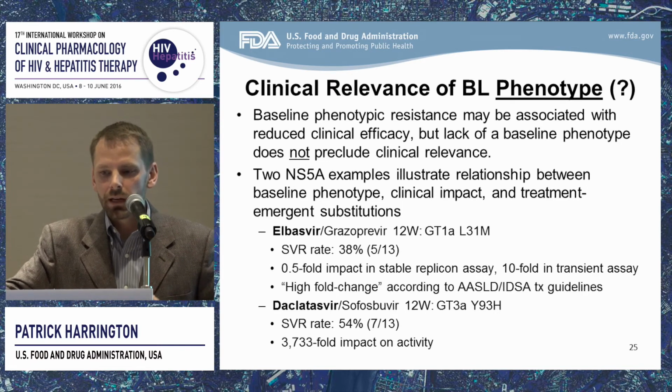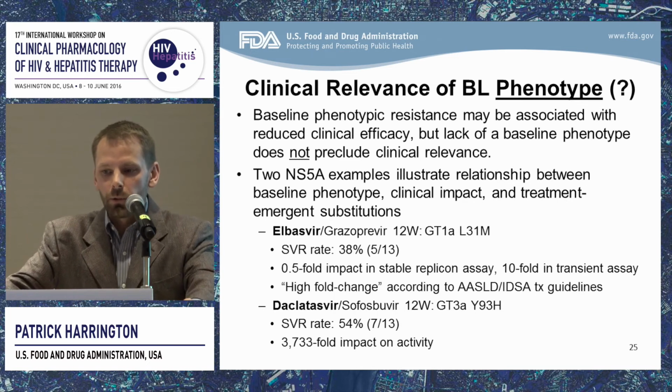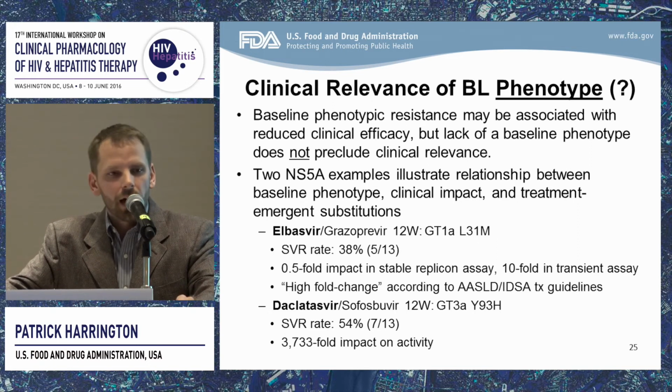And to make this point, I'll go through 2 NS5A examples that I've already brought up that illustrate the relationship between baseline phenotype, clinical impact, and treatment-emergent substitutions. So for Elbasvir Grazoprevir, what I'll focus on is the genotype 1A L31M polymorphism. This was associated with a 38% SVR rate, but in a stable cell line replicon assay, it actually did not impact Elbasvir activity at all. So there was no clear phenotypic impact in that assay.